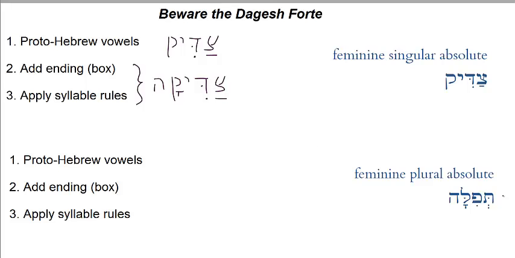Okay, let's look at the next one. Very similar. There are some problems with this one, in that people wanted to lengthen one of the vowels when it shouldn't have been lengthened. So let's look at Tifillah.